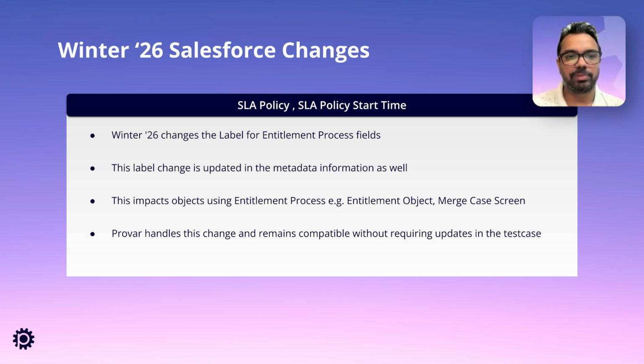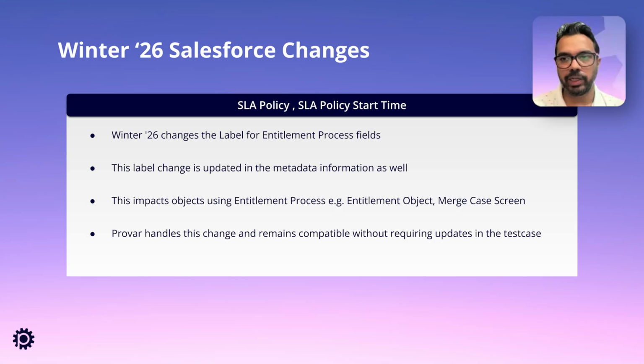This impacts the objects that are using entitlement process. For example, the entitlement object uses this field, and also on the merge case field, you have the entitlement process field that will be impacted by this change. Provar is compatible with this change. Your existing script will work fine since it is a metadata change. Provar automatically picks up these changes and handles them behind the scenes.